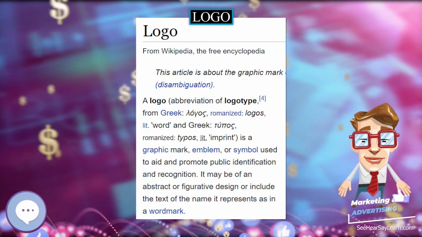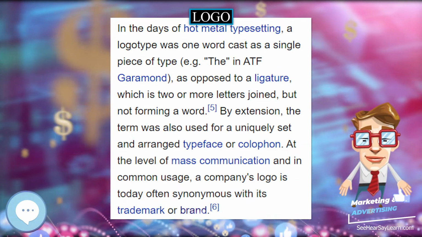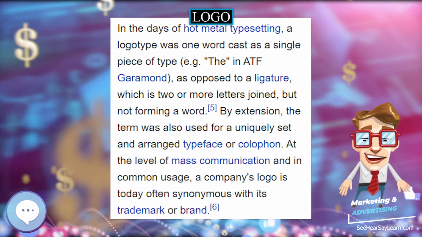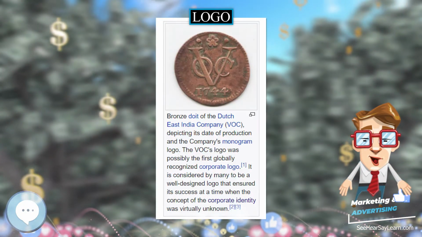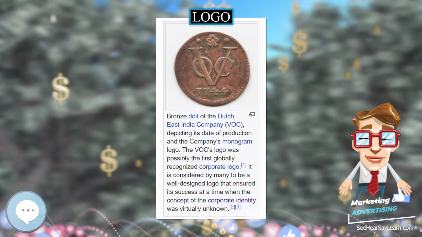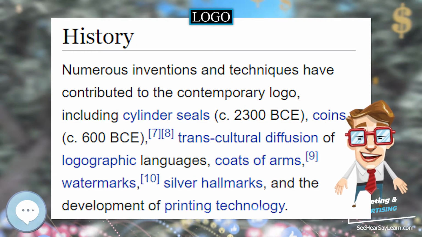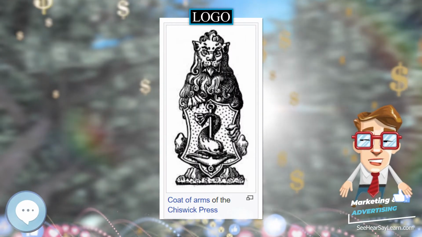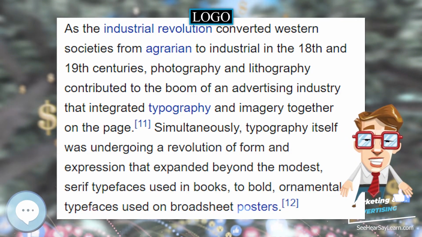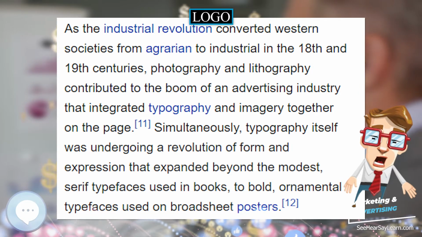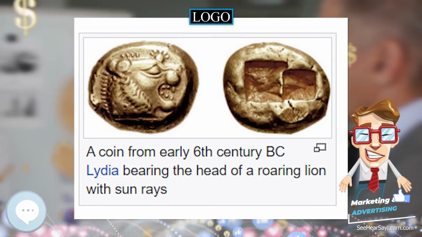History. Numerous inventions and techniques have contributed to the contemporary logo, including cylinder seals, circa 2300 BCE, coins, circa 600 BCE, transcultural diffusion of logographic languages, coats of arms, watermarks, silver hallmarks, and the development of printing technology. As the Industrial Revolution converted Western societies from agrarian to industrial in the 18th and 19th centuries, photography and lithography contributed to the boom of an advertising industry that integrated typography and imagery together on the page.